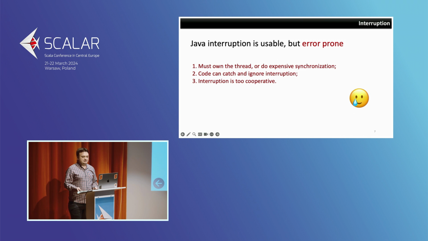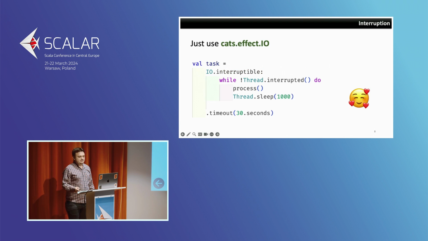So code can catch and ignore interruption, another problem. And Java code in the wild kind of does that, and if you did that in the past, please stop doing it. We need to have Java code being interruptible, right? And interruption is too cooperative. This compared, for example, with I/O in Cats Effect, which tries to be more preemptive, meaning that if you have a while true loop, you can't interrupt that, right? If it doesn't check the interruption flag, there's no way to interrupt it.